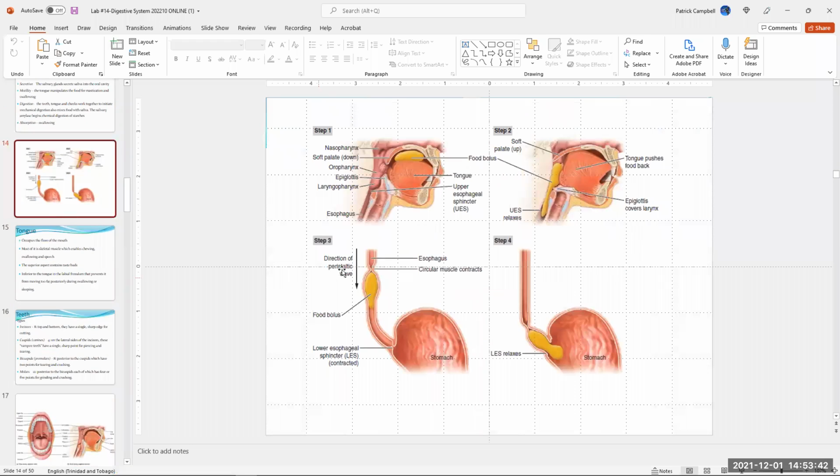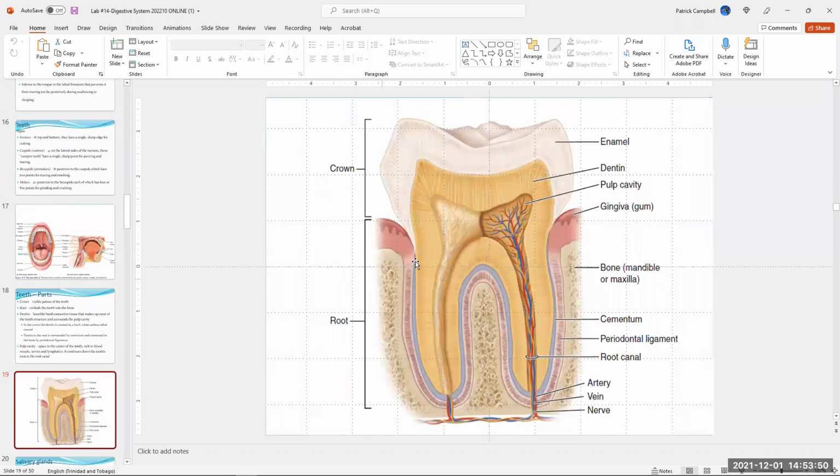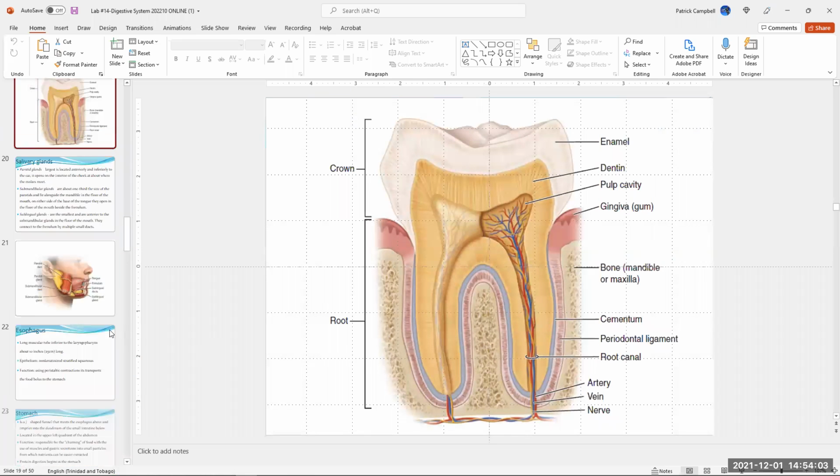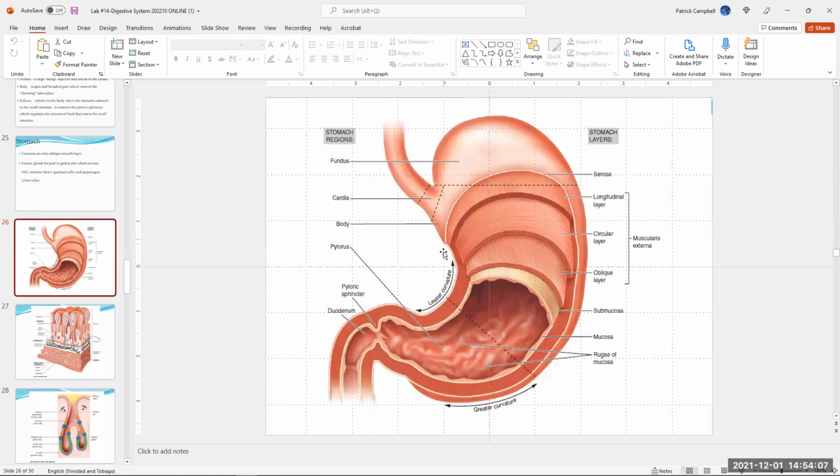That's the stomach. Of course, when you swallow, it goes down by peristalsis, down to the level of the stomach. Your tooth, pay attention to this, you should be able to label a tooth and tell the major parts. All of these labels are important on the tooth, the crown and the root, and the other portions of it. The stomach, just take note of the sphincters, the pyloric sphincter.